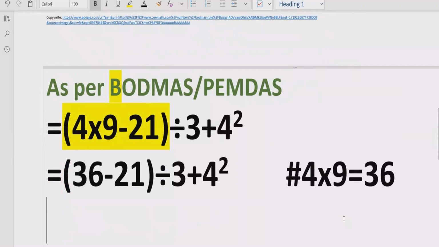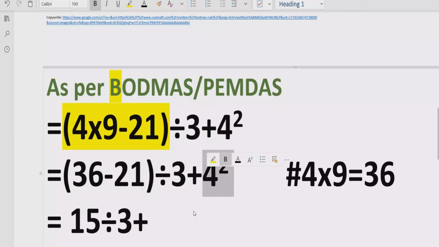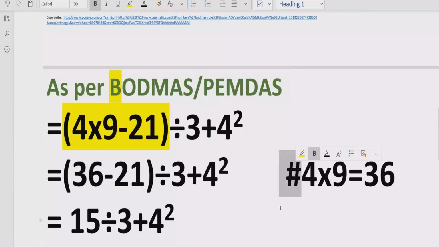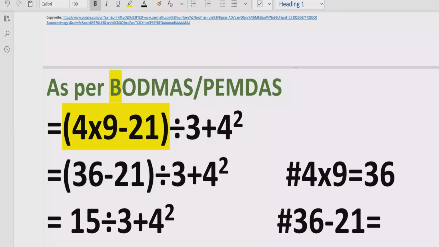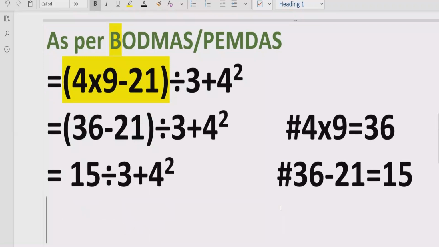Now move forward to solve the 36 minus 21. We will solve both of them and get the answer, which is 15. So after solving it, we get 15 divided by 3. We will write as it is, and plus 4. We will write again as it is. And here we have to give the reference. So we will write 36 minus 21 equals 15. Now we have solved this one.